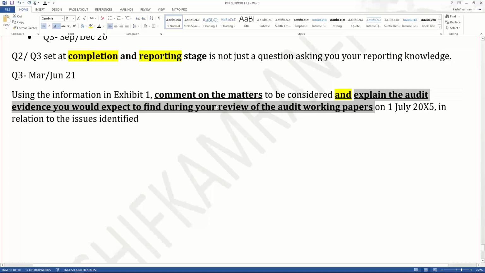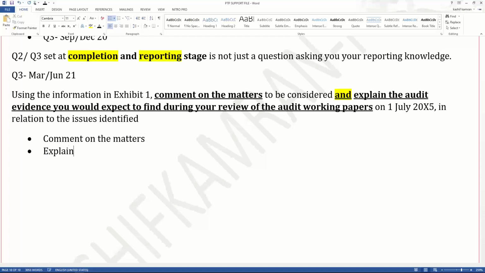Two requirements. So this question is asking us two things. Number one, we need to comment on the matters. Number two, we need to explain the evidence you should expect to find in your file review. So two things, right? Now, how many issues do we have?